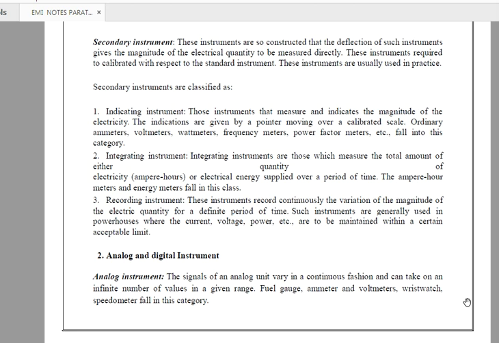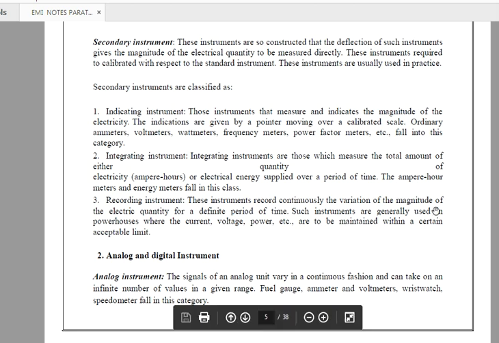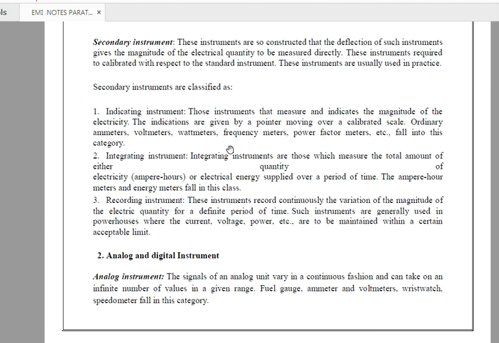The indications are given by a pointer moving over a calibrated scale. We obtain the indication by the pointer moving over a calibrated scale. Ordinarily, ammeters, voltmeters, wattmeters, frequency meters, power factor meters, etc. fall into this category. We can say ammeter, voltmeter, wattmeter, power factor meter, multimeter are examples of indicating instruments.